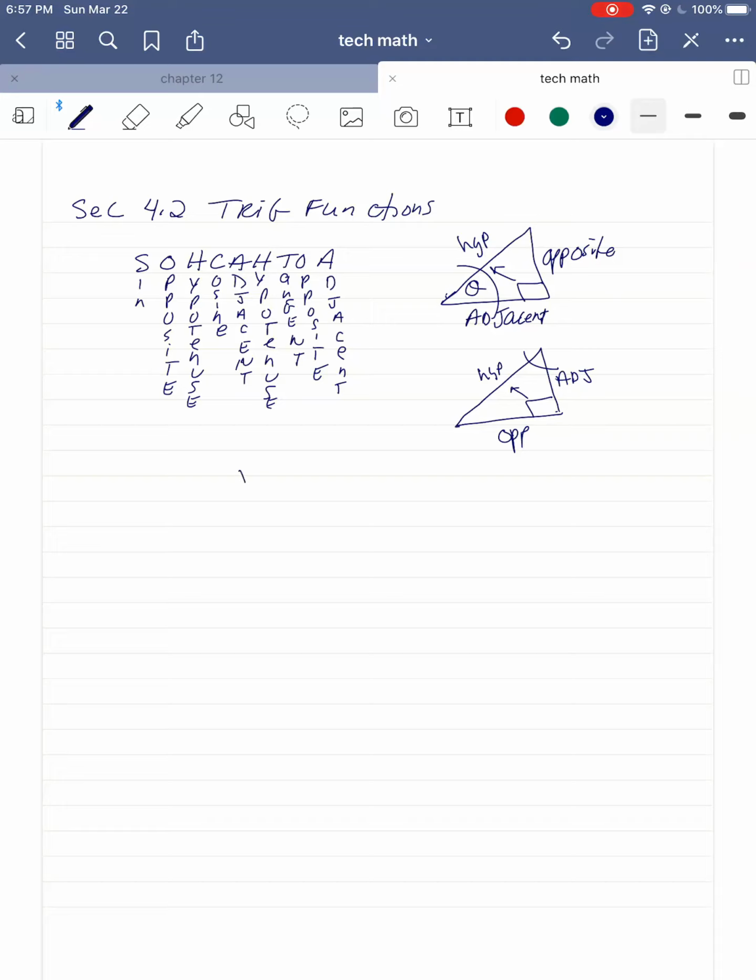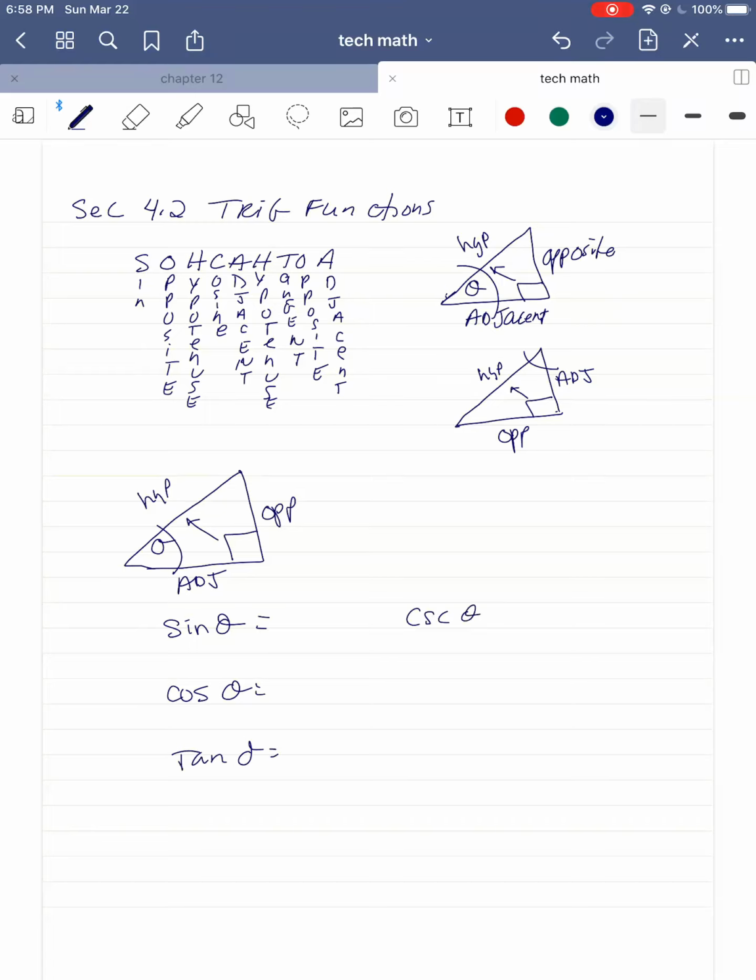So if I'm going to be labeling my sine, cosine, tangent, first thing I want to do is make sure I label my sides appropriately. This is adjacent and this is opposite. So if I make the list of my trig functions: sine, cosine, tangent, cosecant, secant, cotangent.